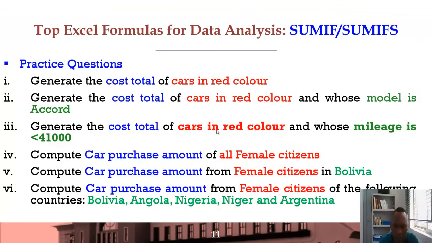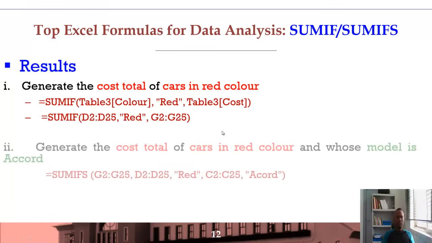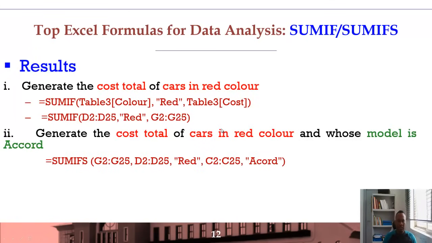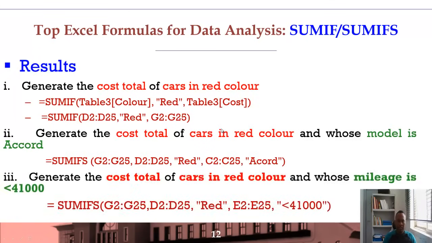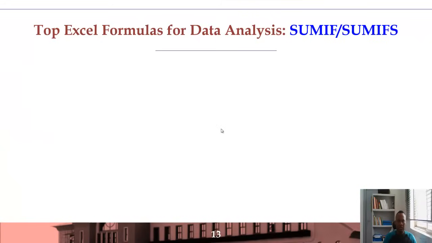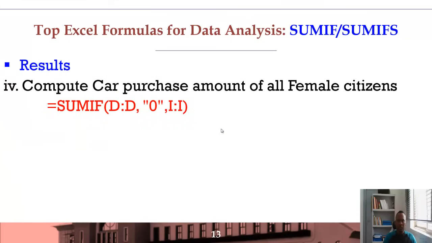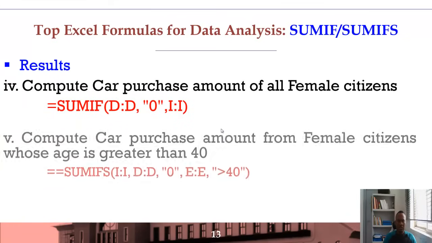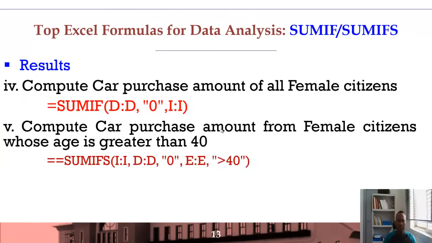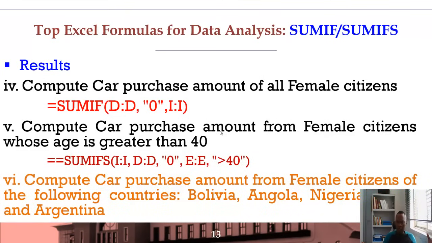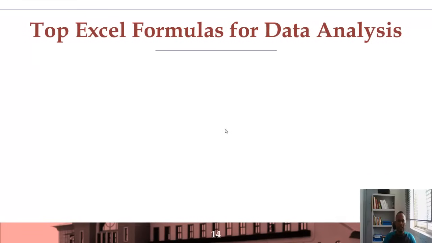Let me use AI for this. So these are the results I got. Generate the total cost of cars in red color and whose mileage is less than 41,000. This is the formula. Compute car purchase amount of all female citizens. Now compute car purchase amount from female citizens of the following countries: Bolivia, Angola, Nigeria, Niger, and Argentina. Let's use AI for this.